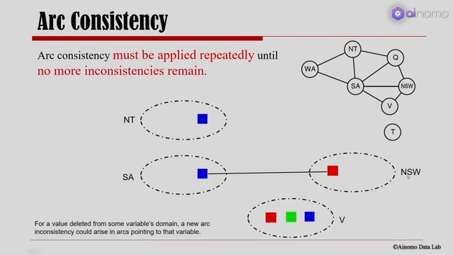Now, if you look at these two domains of NT and SA, if I somehow apply arc consistency between them, then I would need to delete blue from NT in order to have arc consistency between SA and NT. So enforcing arc consistency from the arc from NT to SA would make the domain of NT empty. And this is how arc consistency could detect failures earlier than forward checking.